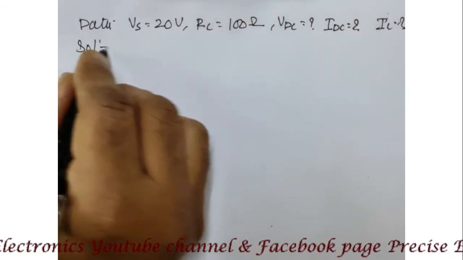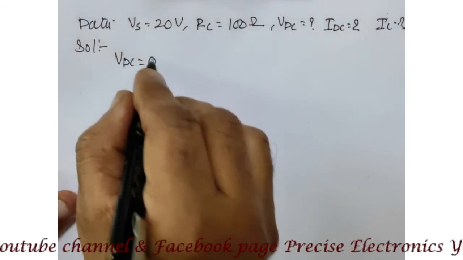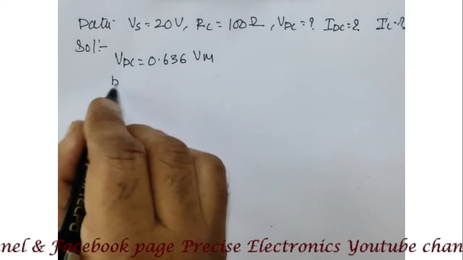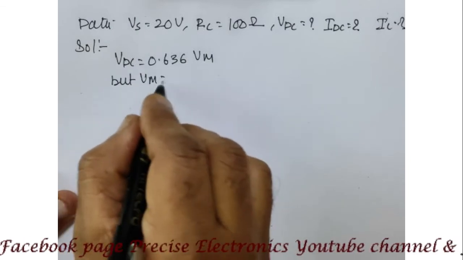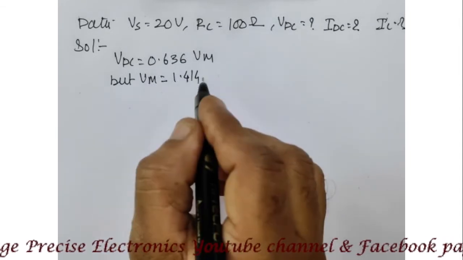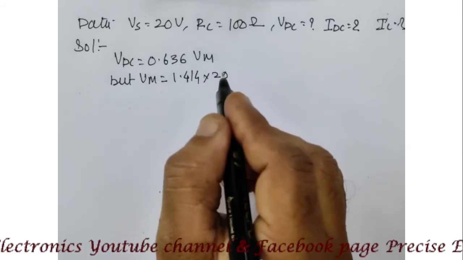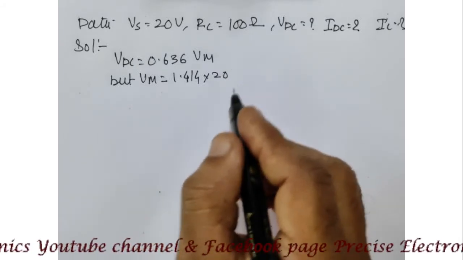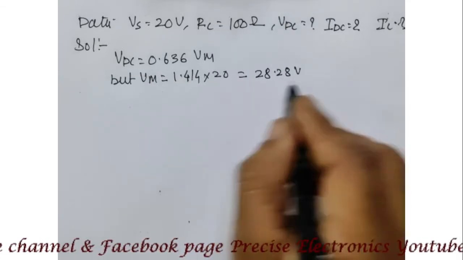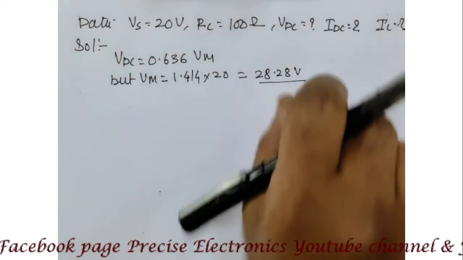Solution. VDC. What is VDC? VDC is equal to 0.636 Vm. But once again, Vm is the maximum secondary potential. It is given by 1.414 into 20. So it is equal to 28.28 volt. That is our maximum secondary potential developed across the secondary of the transformer.